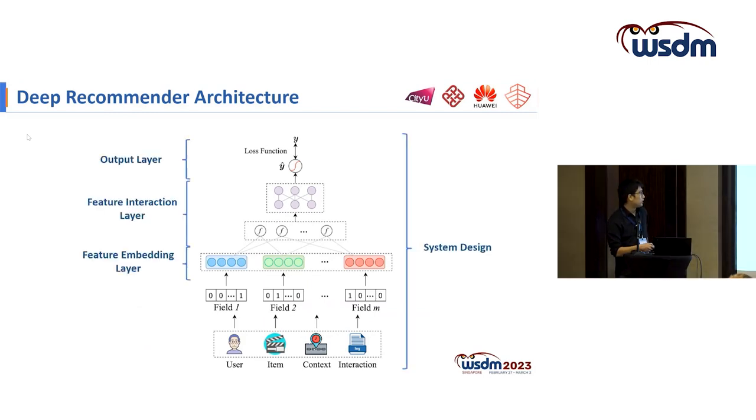And the following components include the feature embedding layer, the feature interaction layer, and the output layer. For the feature embedding layer, we map the observed features into the latent space. And for the feature interaction layer, we try to learn the high order interactions between different features and also the nonlinear relationships between the user and the item.